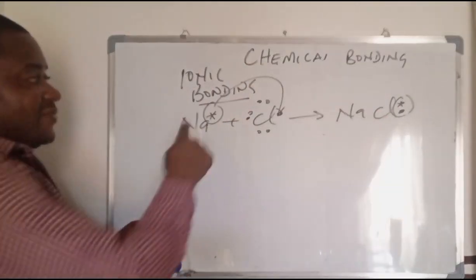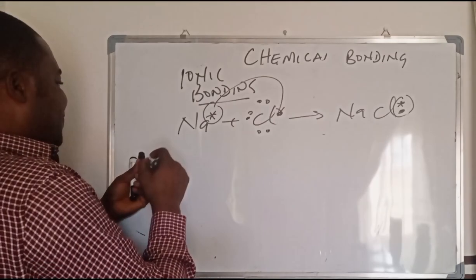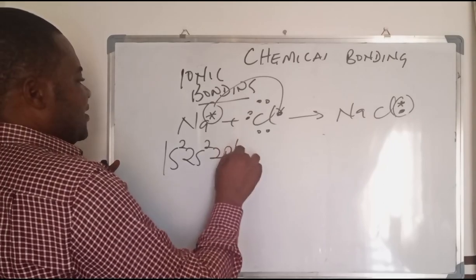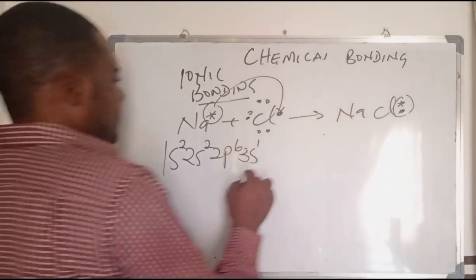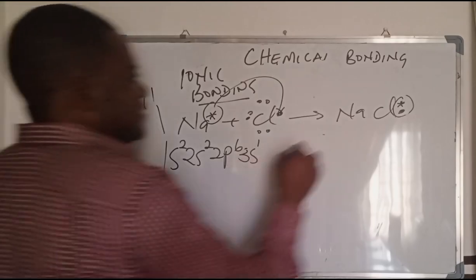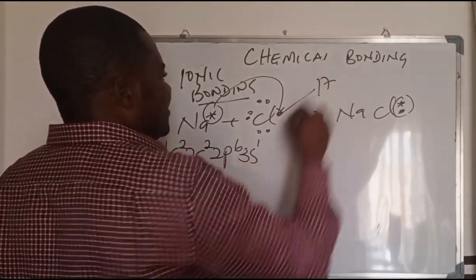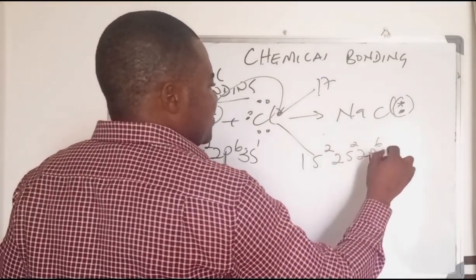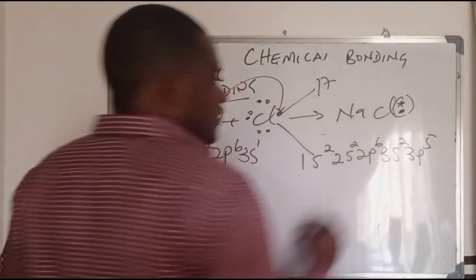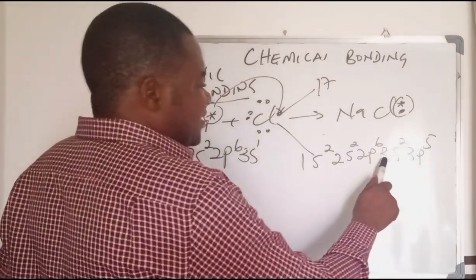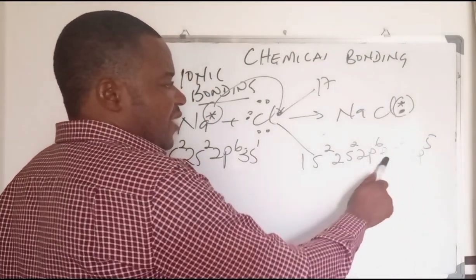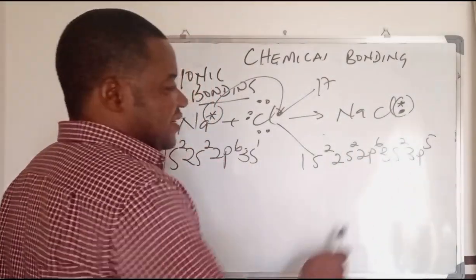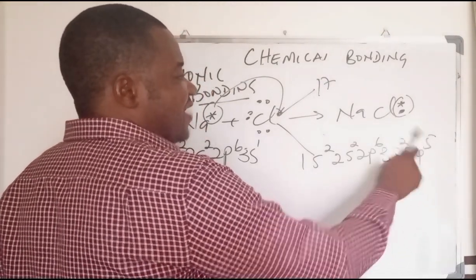Now we are going to further explain the ionic bonding in this formation. Sodium configuration is 1s2, 2s2, 2p6 and 3s1, because sodium is 11. Now chlorine is 17. Therefore for chlorine we have 1s2, 2s2, 2p6, 3s2, 3p5. Do you know that the s and p combination, 2 plus 5, will give you 7?